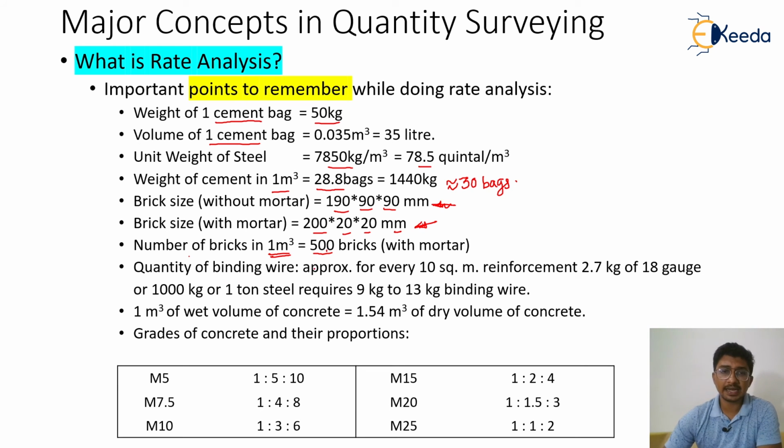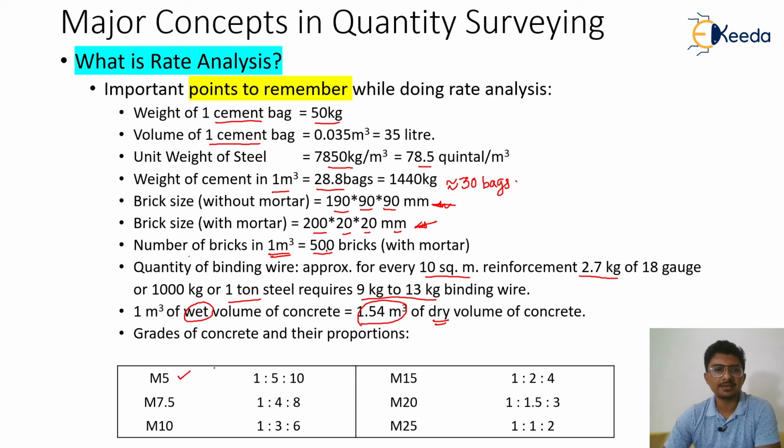Then the quantity of binding wire, this is the thumb rule that we have: for every 10 square meter it is 2.7 kg of 18 gauge, or for 1 ton of steel it requires nearly 9 to 13 kg of binding wire. Then the 1 meter cube volume of concrete is equal to 1.54 meter cube of the dry volume of the concrete. This is all going to come in the calculation part in the next module itself. Then some of the grades of concrete and their proportions.